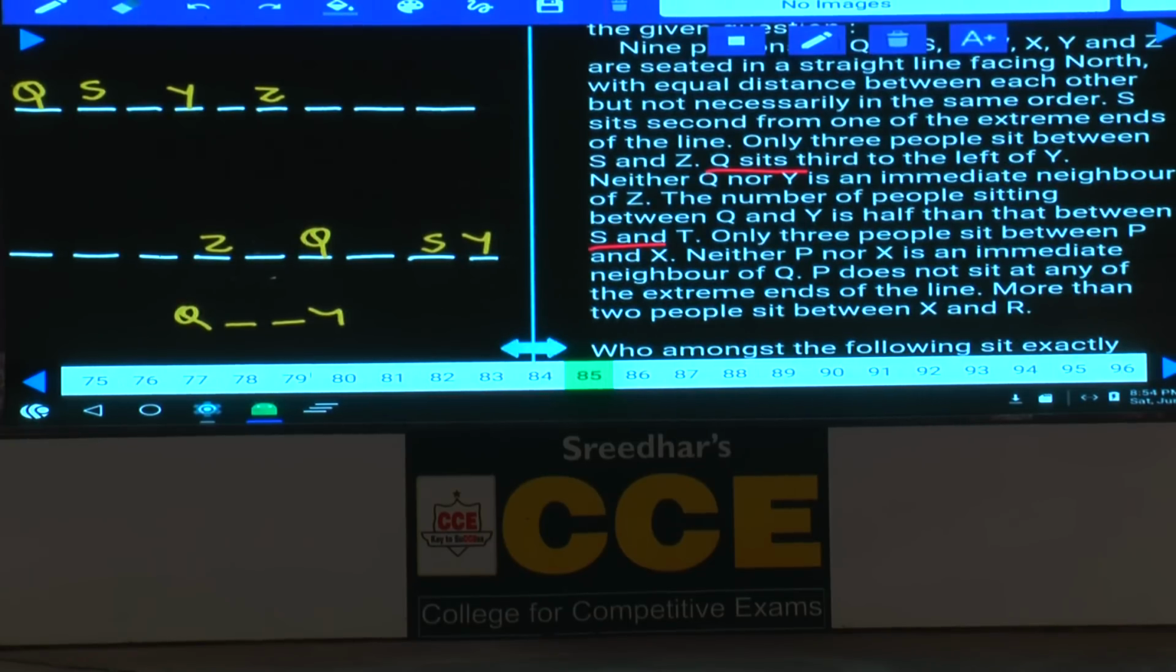Q and Y, how many persons are there? There are 2 persons. As there are 2 persons, these 2 persons is half of S and T. That means between S and T we must have 4 persons. 1, 2, 3, 4, T is here. Are you following this one or not? Now in this one Q and Y there are 2 persons, between S and T there must be 4 people, T is here. Only 3 people sit between P and X.